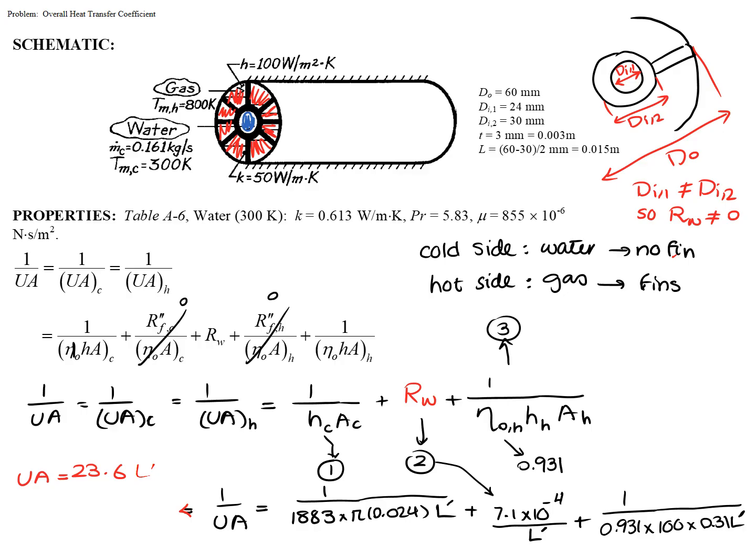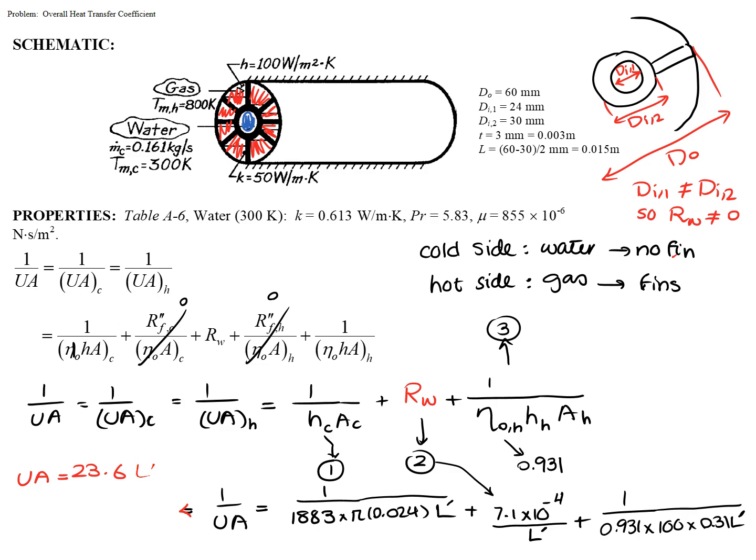Here in this problem, the U value is not given to us. We do have some information on the heat transfer coefficient of the gases. We don't have any information about the fins. We also don't have any information about the heat transfer coefficient on the water side.